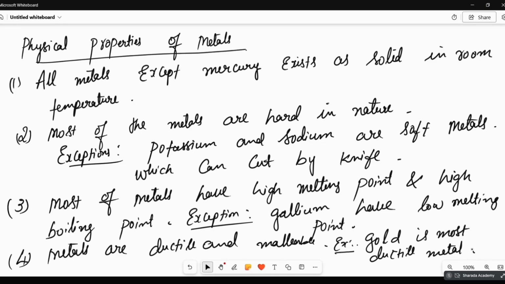Okay. So from 1 gram of gold, you can draw it into 2 kilometers of wire. That is how much ductility it has. That is also gold. Next comes silver. When it comes to the conductivity of electricity, silver is the best conductor. Then comes gold.